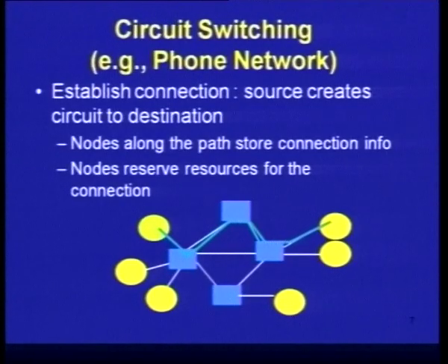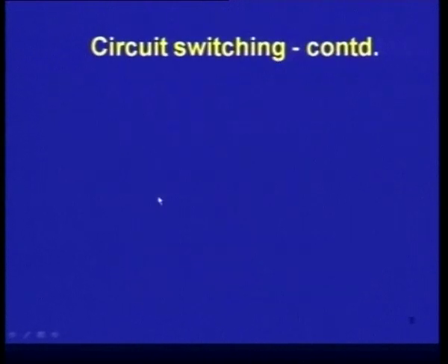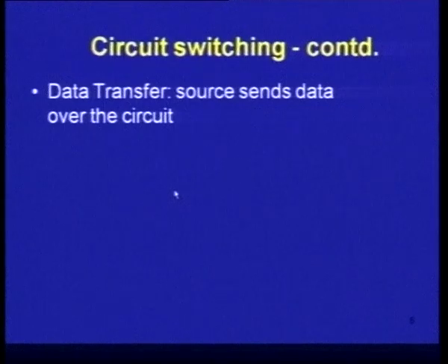If you look at a circuit switching network, an example, as I told you, is a phone network. So what is it that is done first? First you establish a connection. That is, a source creates a circuit to the destination. That is, you have a physical circuit that is connected from the source to the destination, and the nodes along the path store the connection information, or in other words, the nodes reserve resources for the connection.